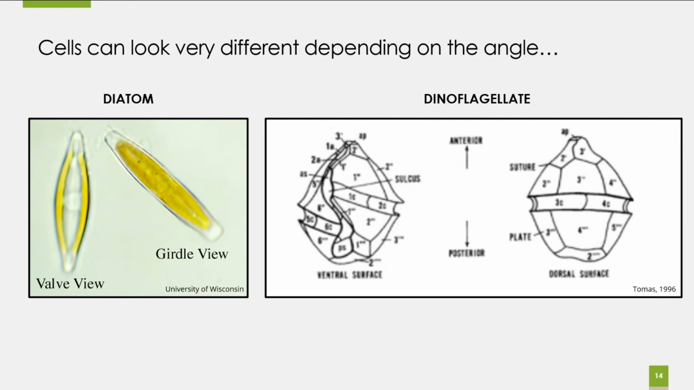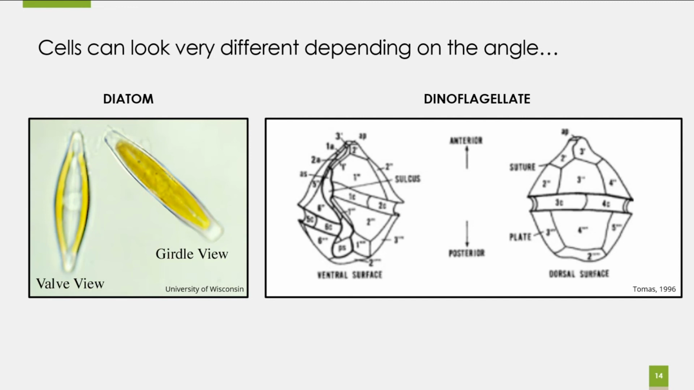Same thing with potentially a dinoflagellate. You can ignore all the numbers. I know that's a lot, but essentially the picture shows that when you're looking at the dorsal surface, which is the back, so if I was turned around, that's dorsal, it looks very different than the ventral, which is the front.